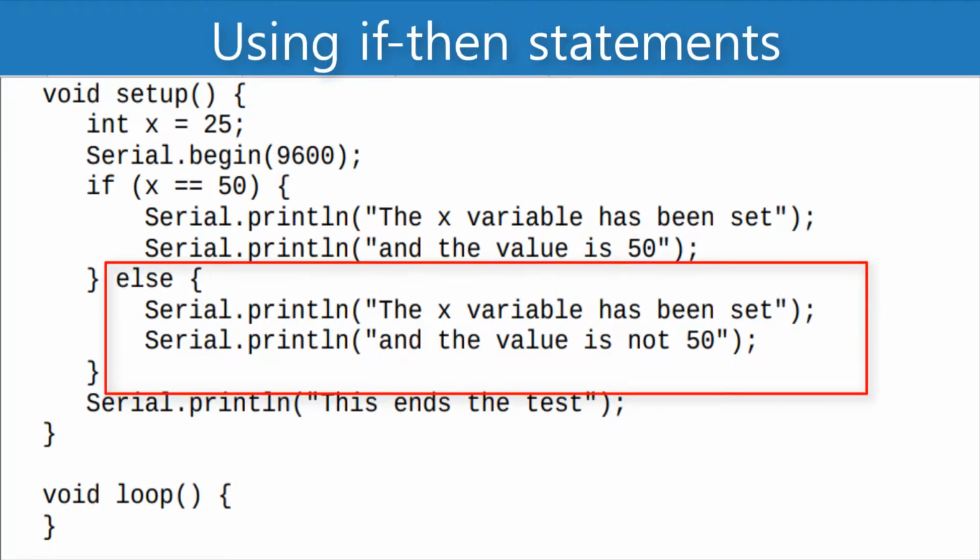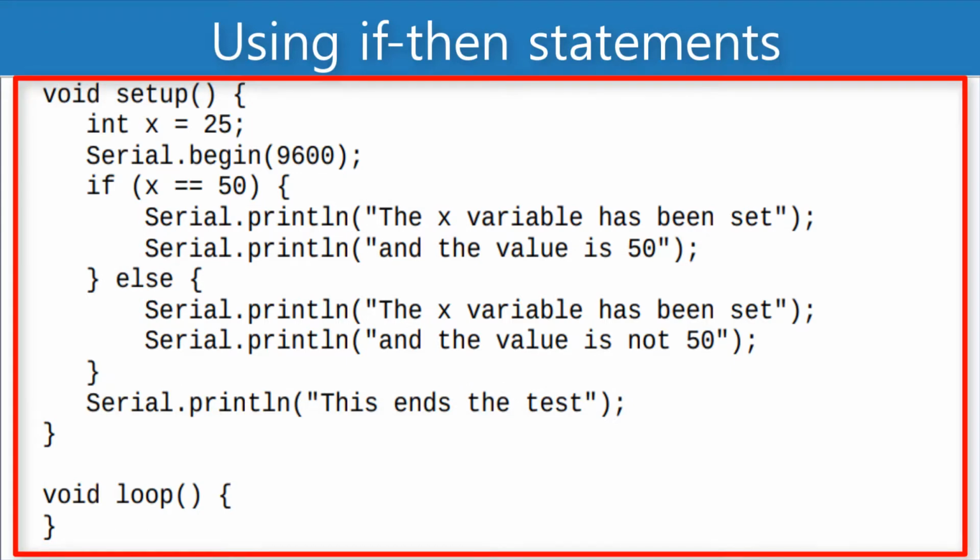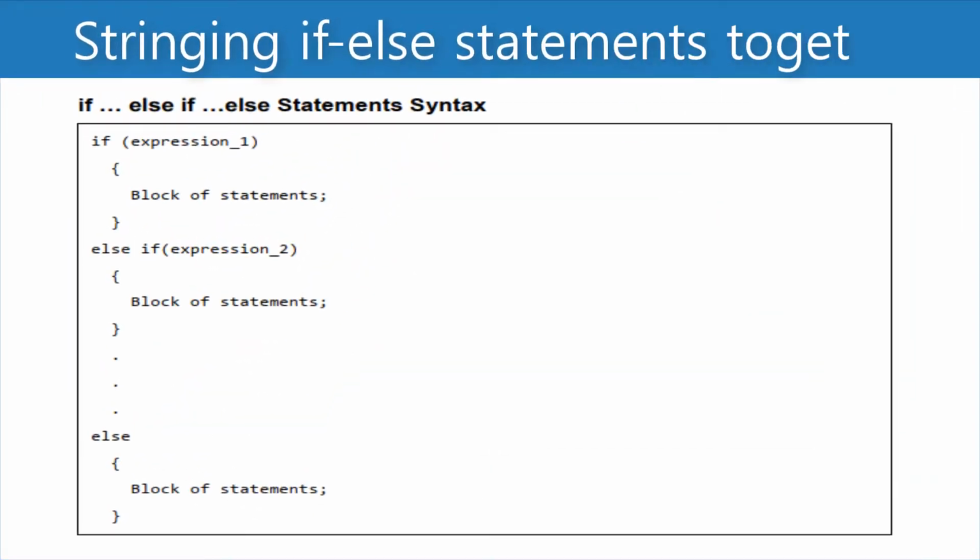Using else if statements. So far, you have seen how to control a block of statements using either the if statement or the if and else statements combination. That gives you quite a bit of flexibility in controlling how your scripts work. The C programming language has one more interesting keyword for controlling a string of statements. That's stringing if-else statements together.